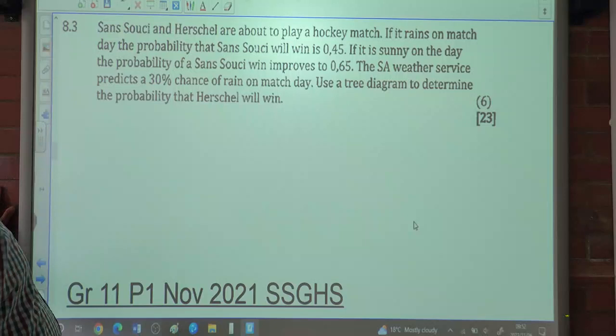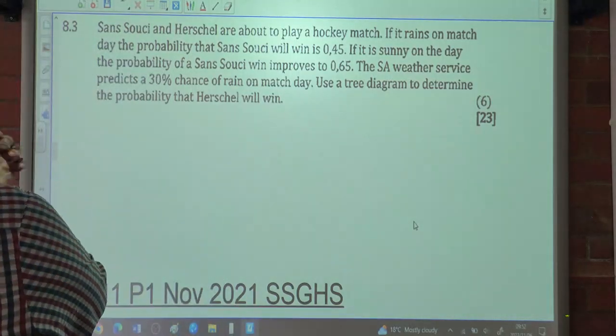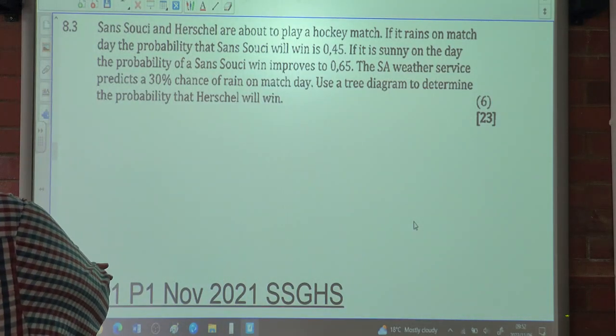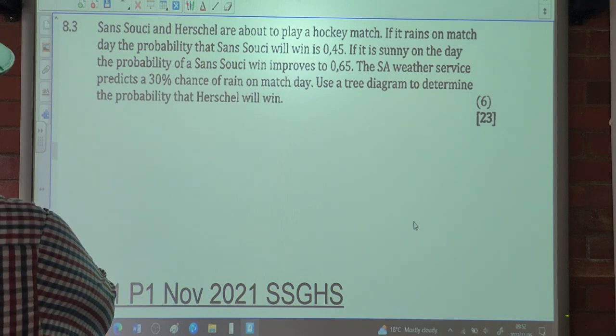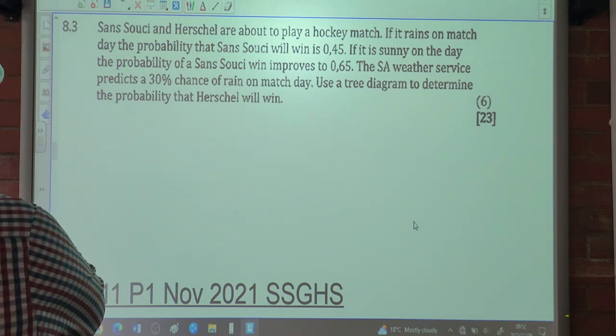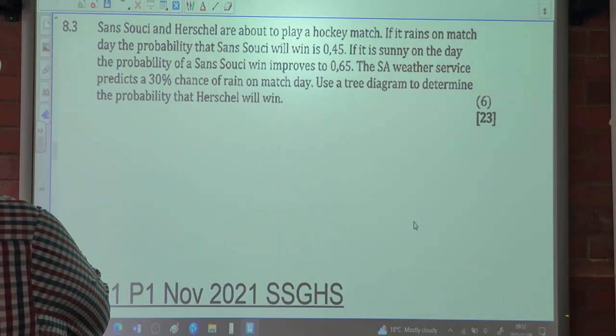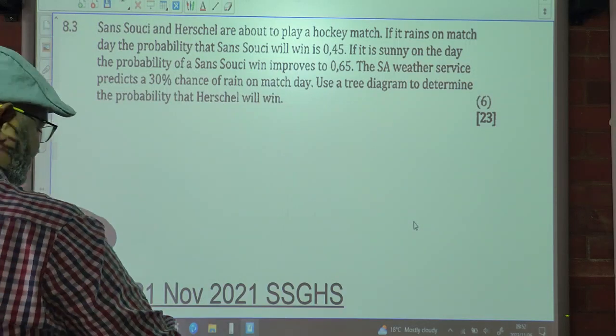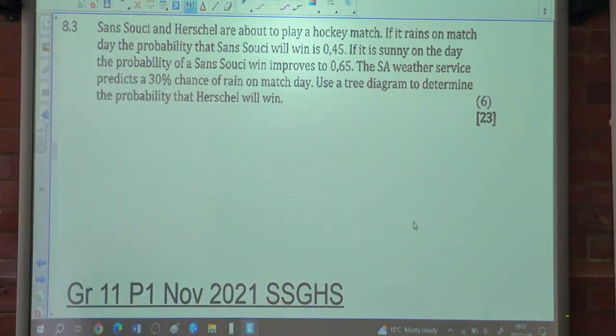St. Susie and Herschel are about to play a hockey match. If it rains on the day, the probability that St. Susie will win is 0.45. So we always win them. We never ever play them. Okay, keep it that way.